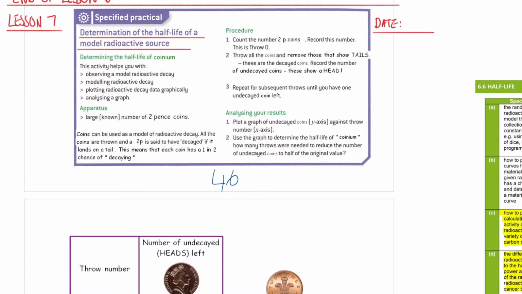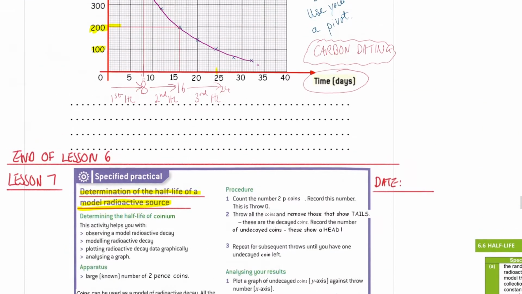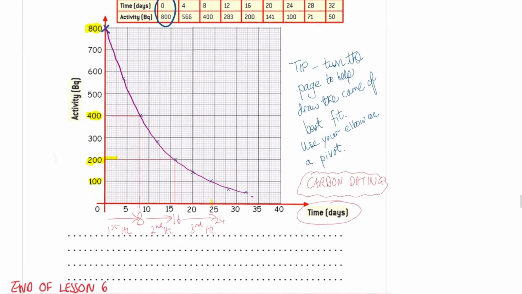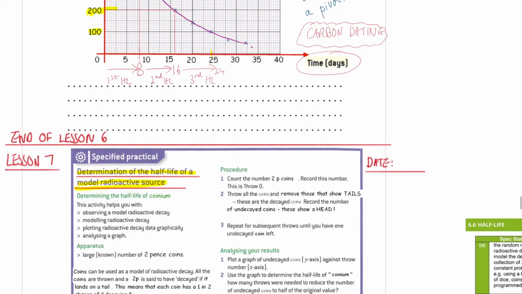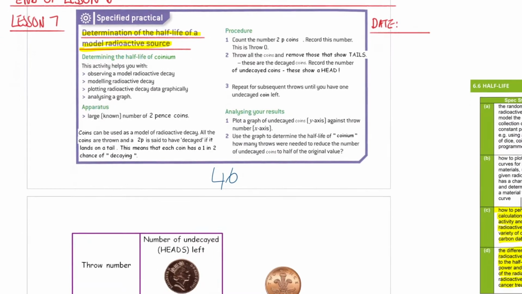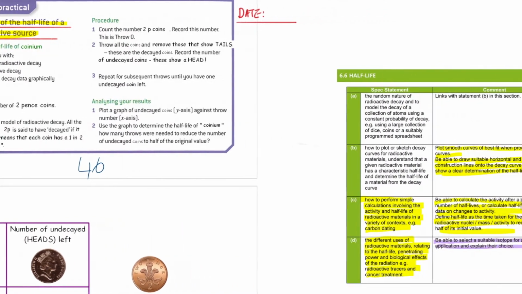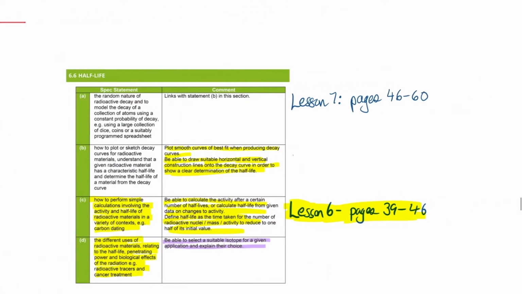So, today's lesson is looking at how to determine the half-life of a model radioactive source. Last lesson, if you remember, quick recap, we looked at how we can calculate the half-life of radioisotopes, and in this lesson we're going to start off by looking at how we can model radioactive decay.